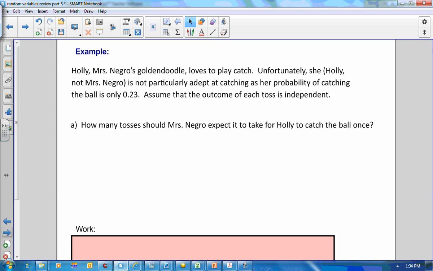So let's look at an example. Holly, Mrs. Negro's golden doodle, loves to play catch. Unfortunately, she, that's Holly, not Mrs. Negro, is not particularly adept at catching, as her probability of catching the ball is only 0.23. Assume that the outcome of each toss is independent. How many tosses should Mrs. Negro expect it to take for Holly to catch the ball once? Let's look at some keywords here. How many tosses should Mrs. Negro expect? So what are we looking for here? An expected value, or a mean. And to catch the ball once. So really what we're wondering is, what is the mean number of tosses before she gets her first success?